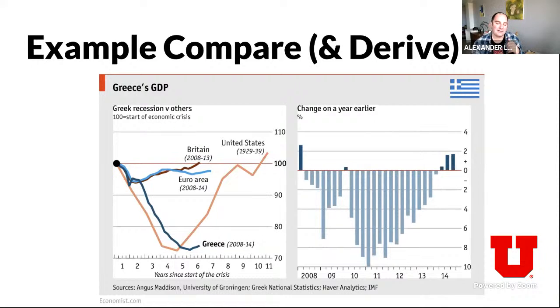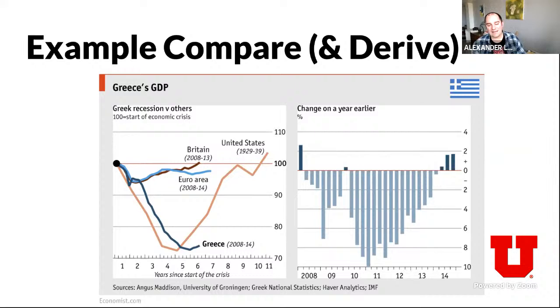And now we can overlay different countries and show how they perform relative to each other. And so we see here that generally the Euro area and Britain in the 2008 financial crisis had a slump but recovered, whereas Greece really had a very dramatic recession that is much more like what the United States experienced in 1929 than what other countries experienced in 2008.